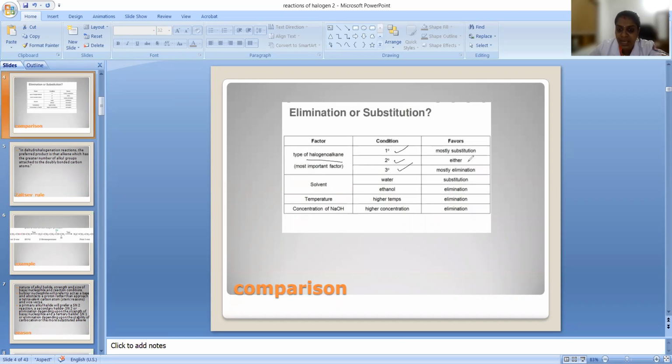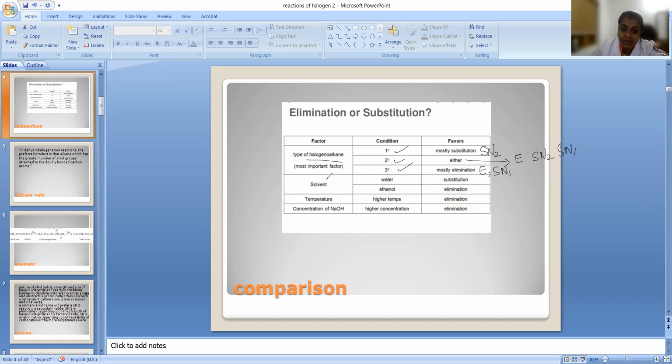Halogenoalkane. If it is a primary halogenoalkane, a substitution reaction will take place, and that will follow the SN2 mechanism. If it is secondary, there is a possibility for elimination, SN2 and SN1. Okay, all three will take place. And if it is tertiary haloalkane, mostly elimination will take place. The substitution that takes place will be the SN1 mechanism.